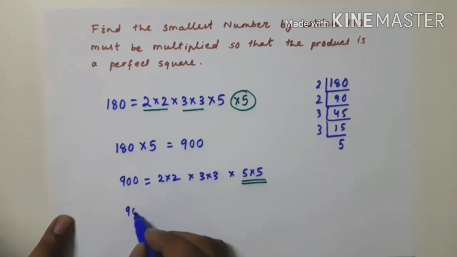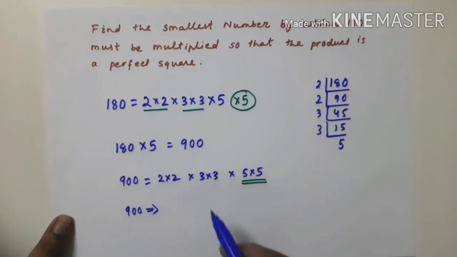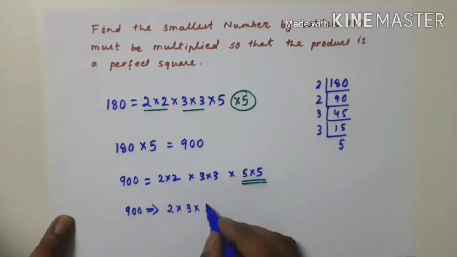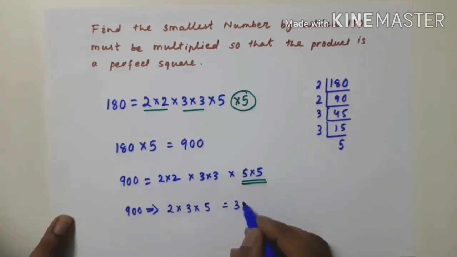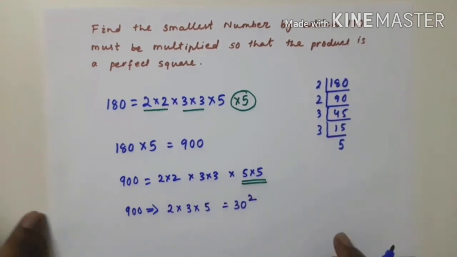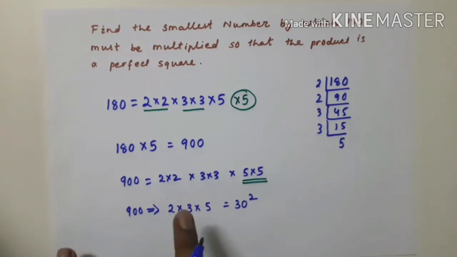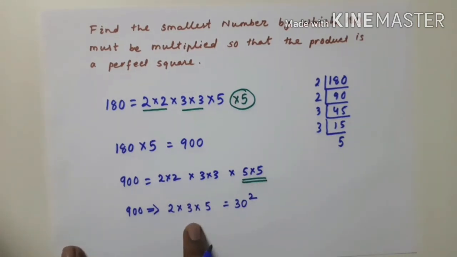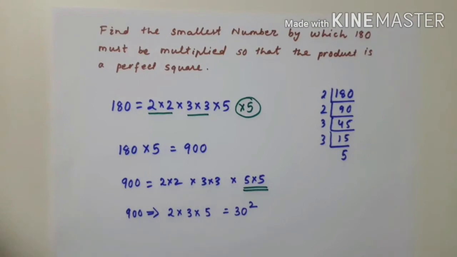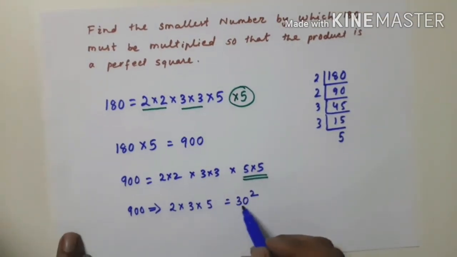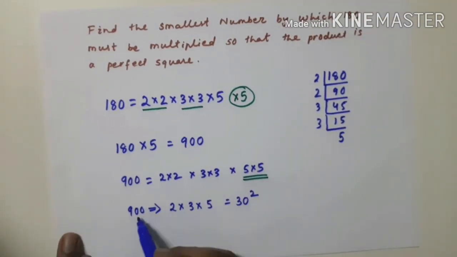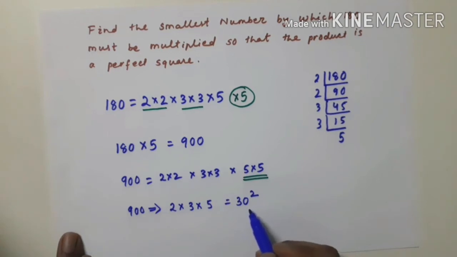So 900 will be the square of... from this group, from this group and from this, we take out one number, so finally we get 30 squared. So from each group we can take out one number. So 2 into 3 into 5 becomes 30. So 900 is the square of 30.